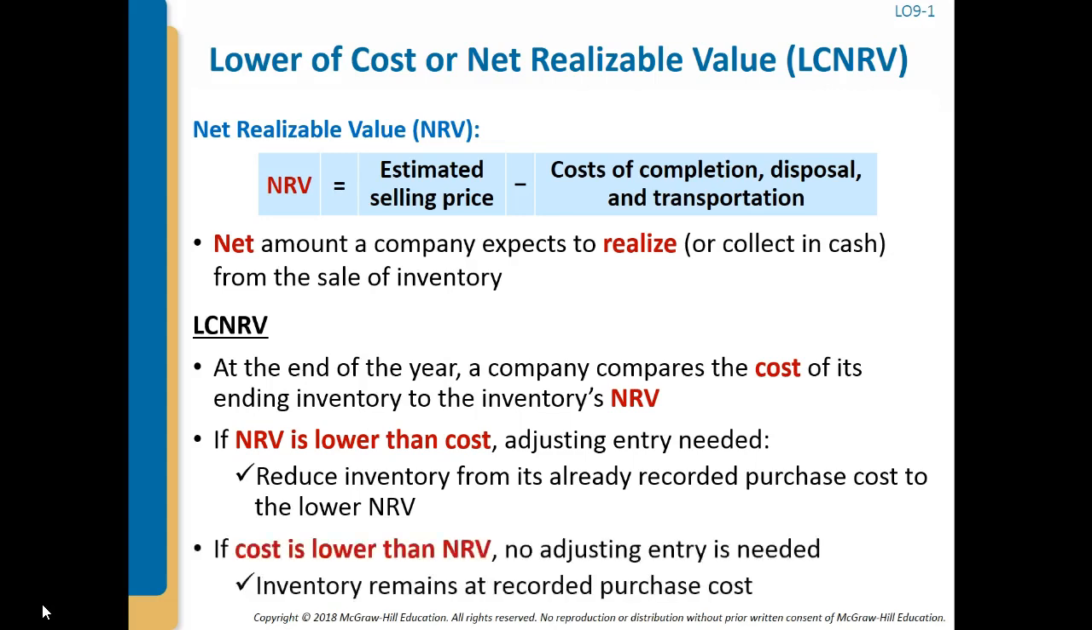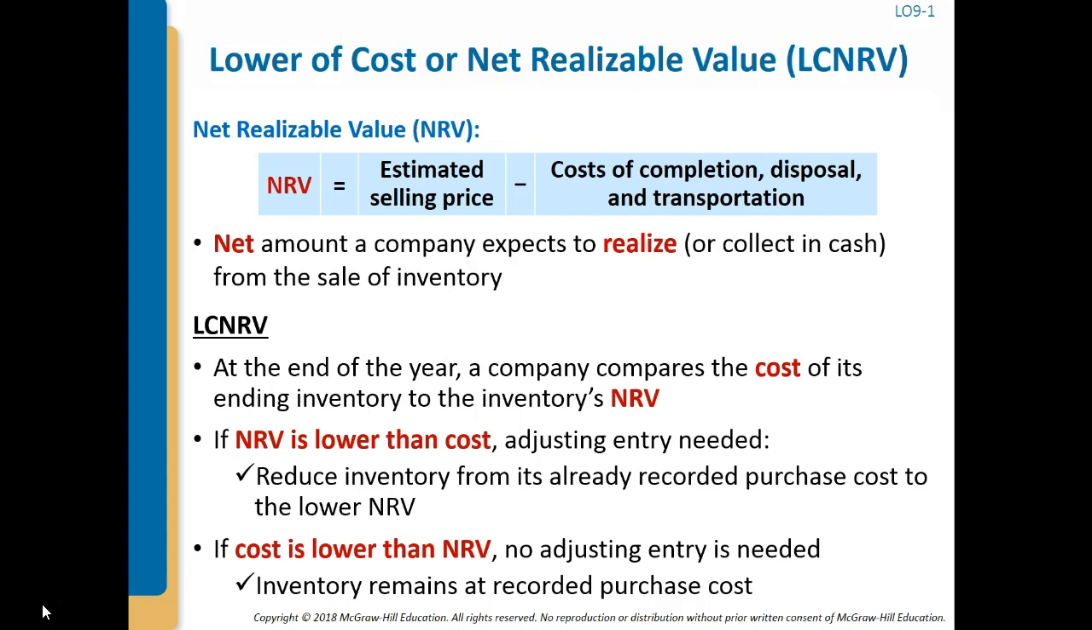Another way to think about NRV is that it's the net amount a company expects to realize or collect in cash from the sale of the inventory. After comparing cost and net realizable value, a company reports inventory at the lower of these two amounts. If net realizable value is lower than cost, then we need an adjusting entry to reduce inventory from its already recorded purchase cost to the lower NRV. NRV then becomes the new carrying value of inventory that gets reported in the balance sheet.